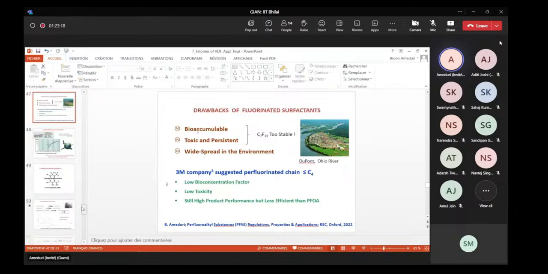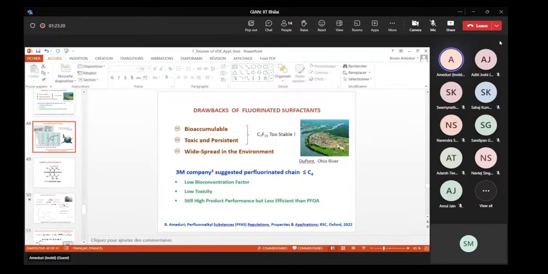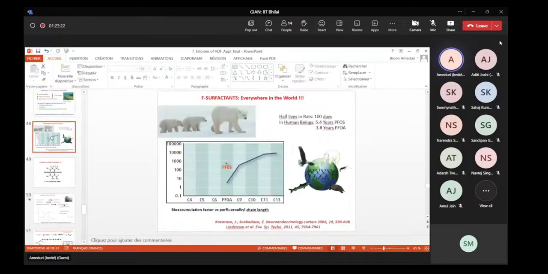But indeed, nowadays, I think that you saw in the media that even the polar bears have some of what is called PFAS, perfluoroalkyl substances. And when you look at the bioaccumulation factor, this is an exponential curve. You can see that by increasing the number of perfluorinated carbons, you are going to increase exponentially the bioaccumulation factor.